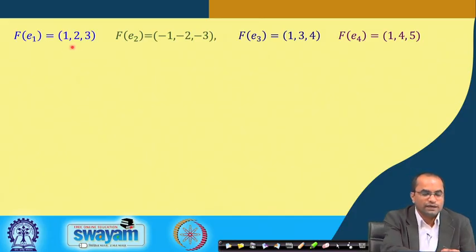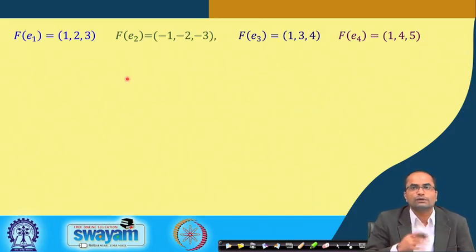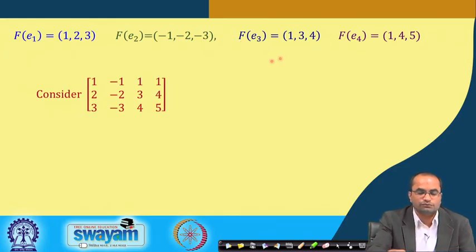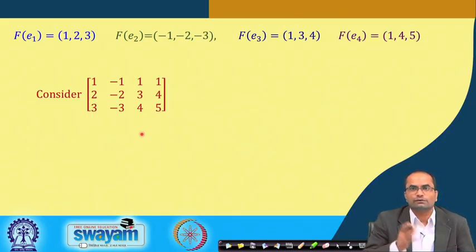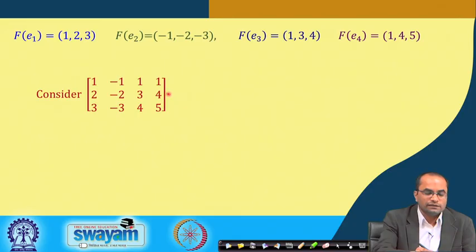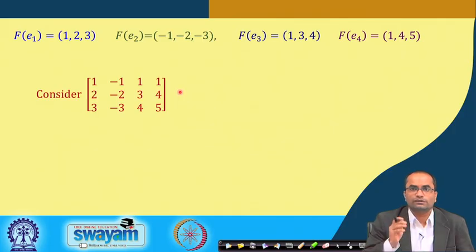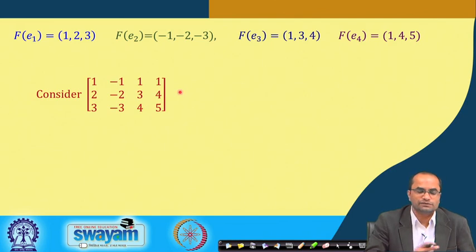To do so, we have these 4 vectors. The idea is we can put them in the columns, for instance 1, 2, 3, the second vector -1, -2, 3, and 1, 3, 4, and then 1, 4, 5. Having this matrix whose columns are the given vectors, we can now reduce it to the row reduced echelon form, and from that we can find out which vectors are linearly independent and which are linearly dependent, and we have seen one such example before in previous lectures.